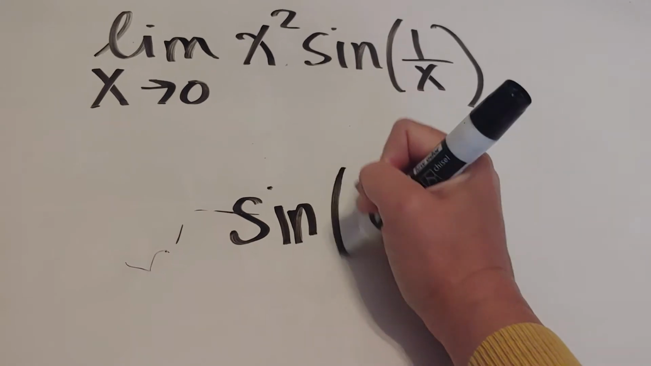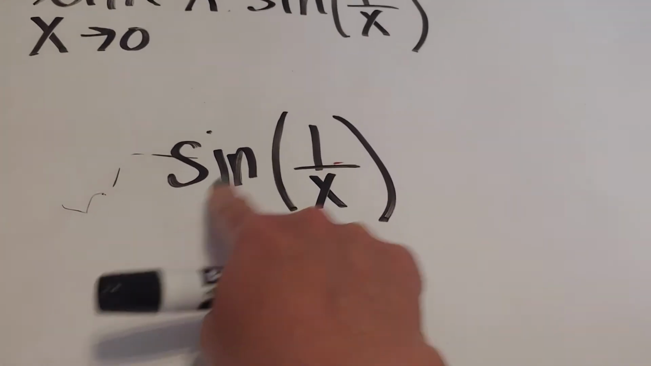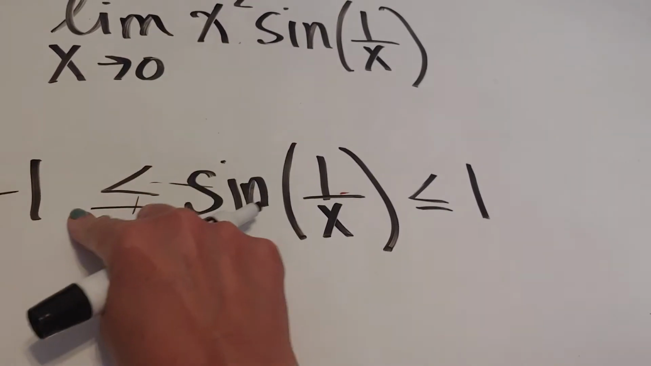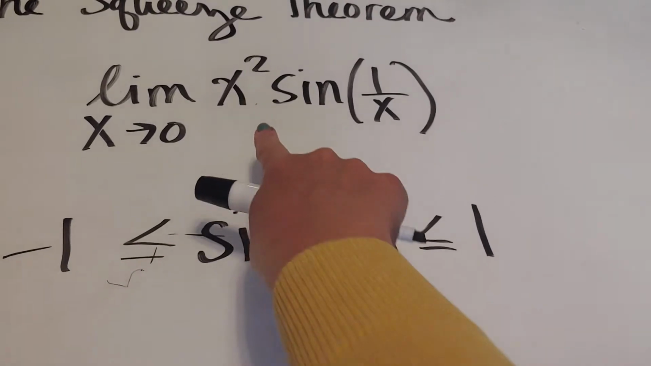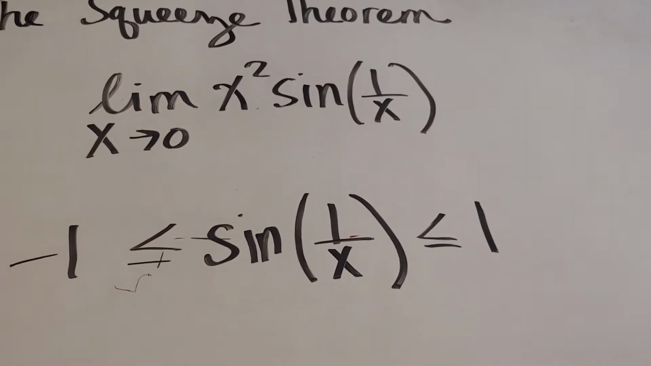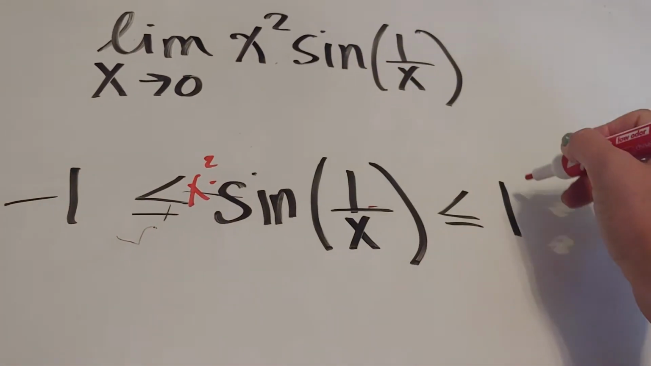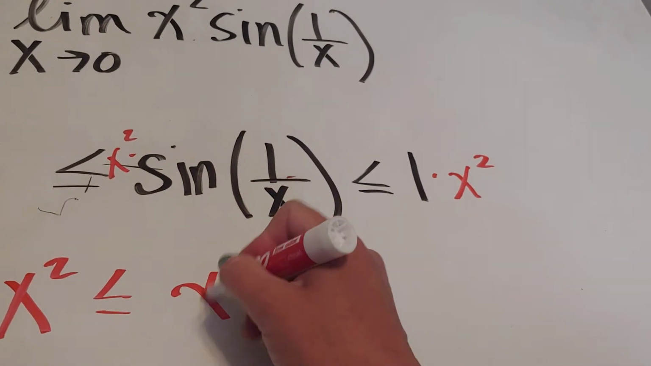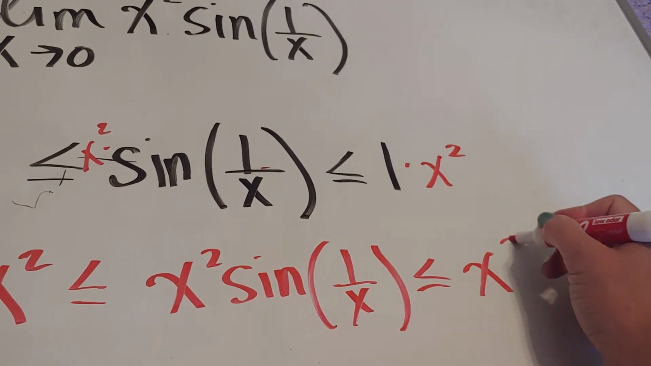The first thing that I'm going to do is grab that sine of 1 over x. And we know that sine of anything can't be bigger than 1, can't be smaller than -1. So already I've got an inequality. Now, how am I going to make this function match this function? I need an x squared. So if I grab an x squared and multiply each piece by this, I'm going to get negative x squared is less than or equal to x squared sine of 1 over x, which is less than or equal to x squared.